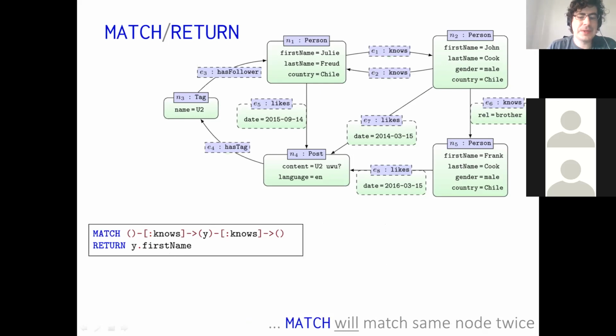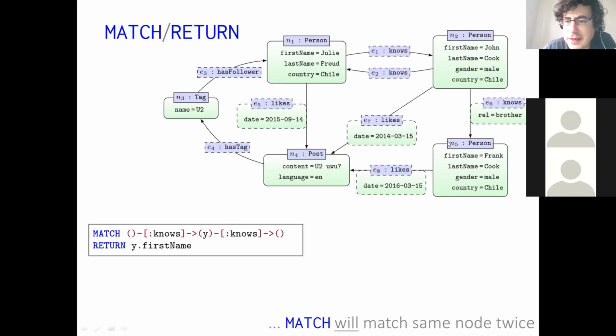Match will, however, allow us to match the same node twice if we can find a different edge. So how does this work? Well, we have a node here that knows Y, and then Y knows some other node, and then we want to return the first thing. So let's say we try to match Y to John. What we need is that some node knows John. So this can be matched to N5, Y is matched to John, N2, and then John has to know some node, which could be Julie, right? So N1. We don't reuse any nodes or edges.